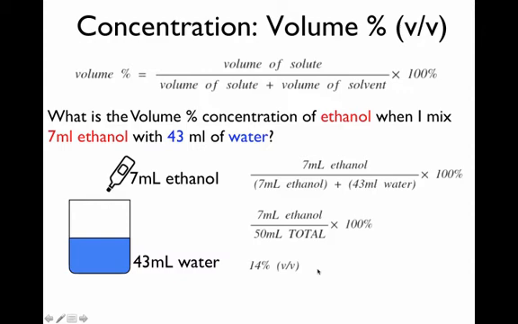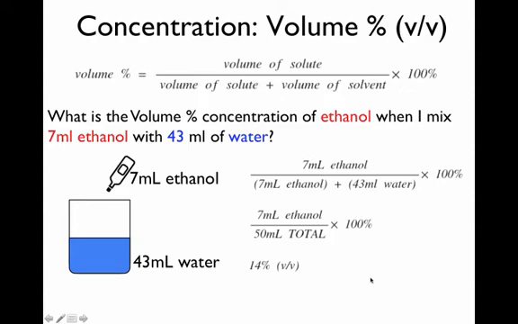So what you would say if you mixed 7 milliliters of ethanol with 43 milliliters of water is you would say the concentration of ethanol is 14% by volume, or 14% using the volume over volume method. And so this is very similar to the percent by mass method that we discussed on the previous slides. The only thing that's different is that we are using volumes of these materials instead of masses of these materials.